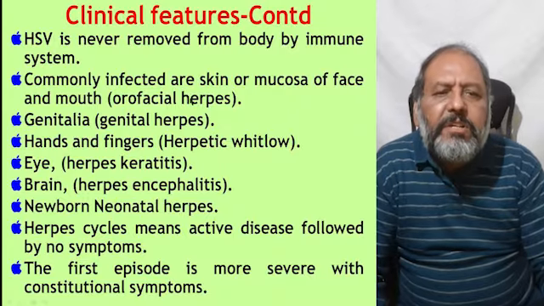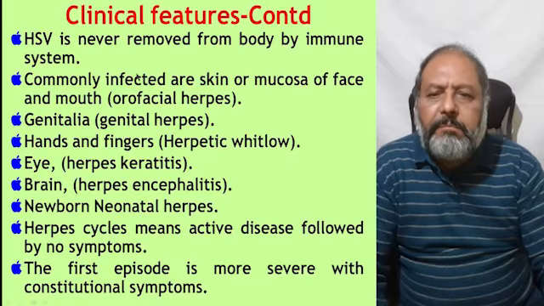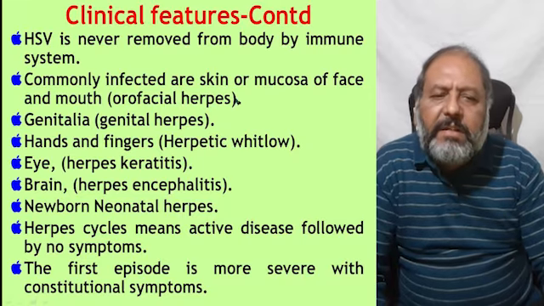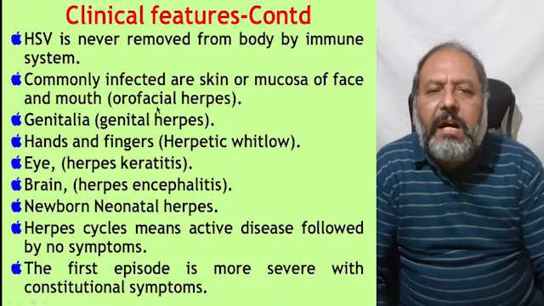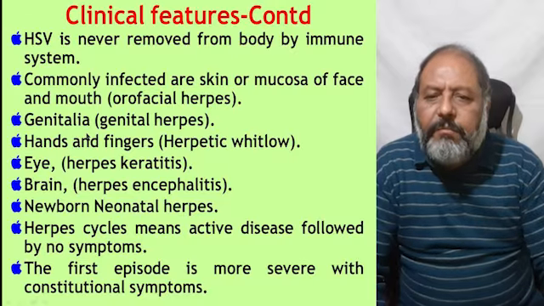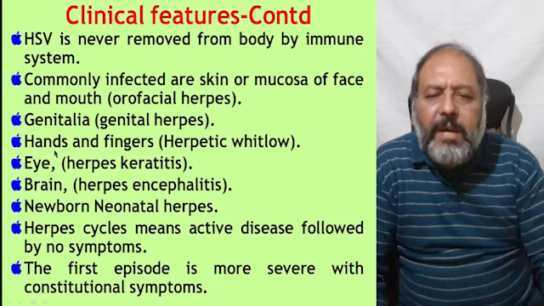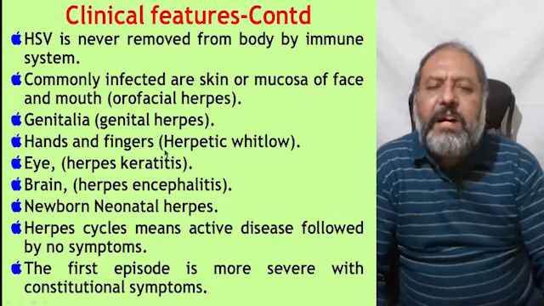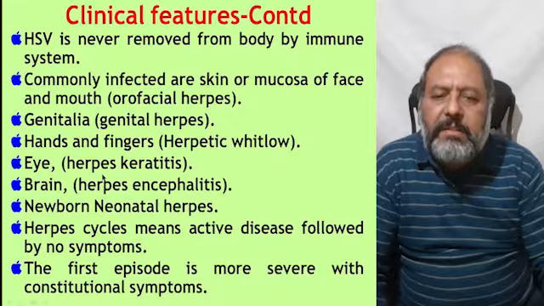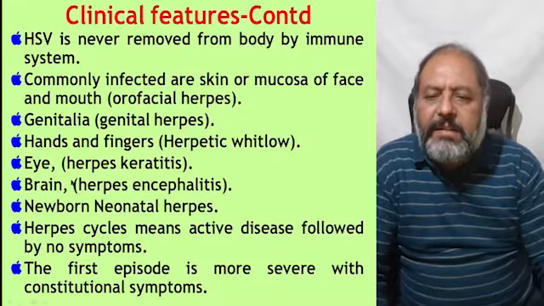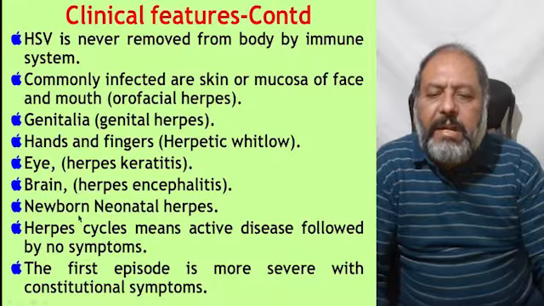Now, clinical features continued. HSV is never removed from the body by the immune system. Commonly infected are skin or the mucosa of the face and the mouth, so it is called orofacial herpes. When it is involved in the genitalia, it is called genital herpes. When hands or fingers are involved, that is called herpetic whitlow. When eyes are involved, this is herpetic keratitis, and the brain involved appears as herpes encephalitis.